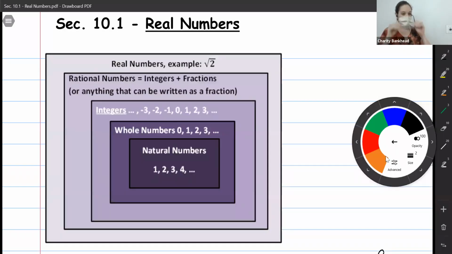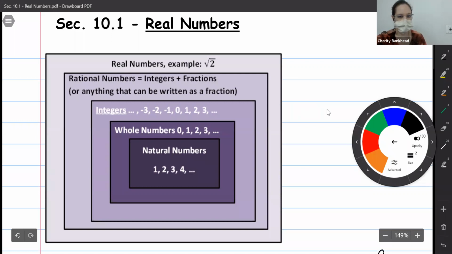Okay, I'm going to start with 10.1 because I like it. Okay, so 10.1, we're learning about real numbers.